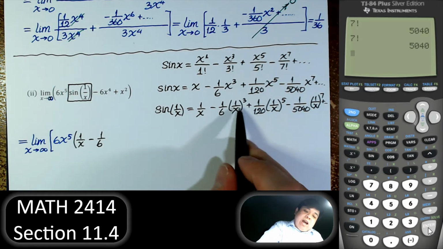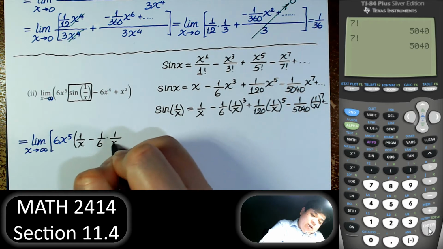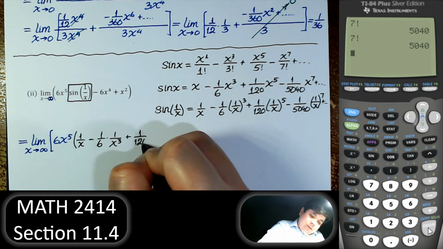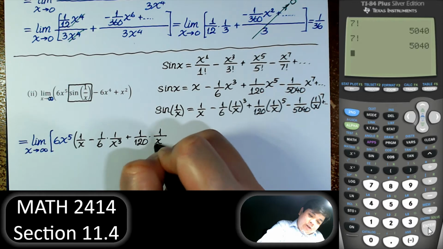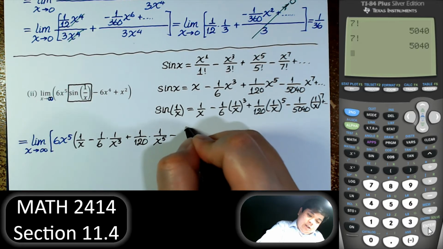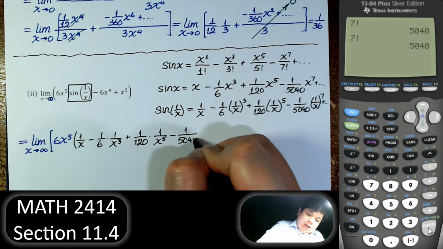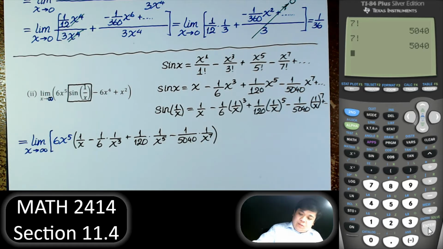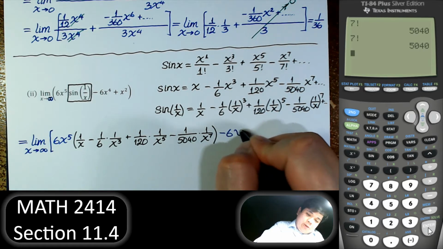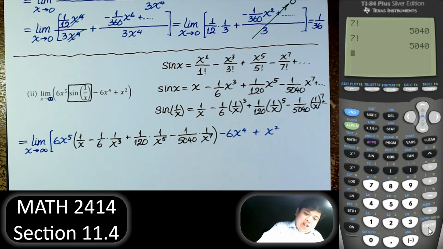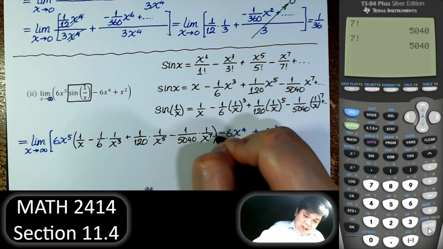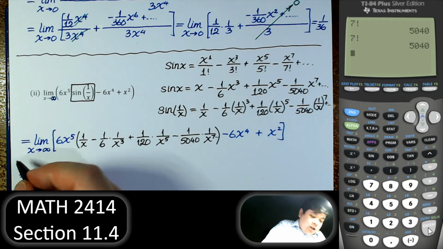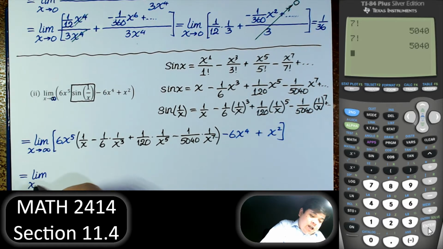Right. 1 over x cubed I can write as 1 over x cubed. One over x to the fifth. 5,040, 1 over x to the 7. Minus 6x to the 4th. Plus x squared. And I forgot that there will be a dot dot dot here. Now multiply it out. Maybe there is something we can simplify as x goes to infinity.